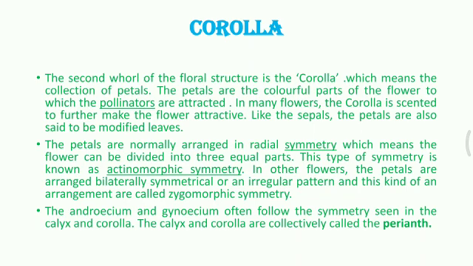Corolla is also a modified leaf, and the kind of symmetry which is seen in the calyx and corolla marks the kind of symmetry which can be seen in the androecium and gynoecium as well. So there are three types of symmetry which we already have an idea about.